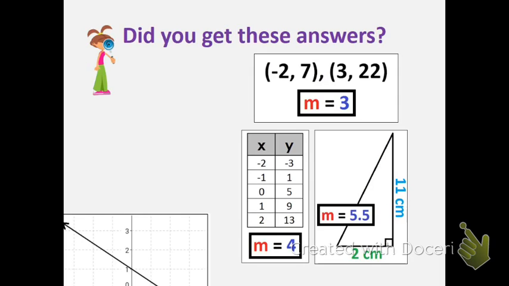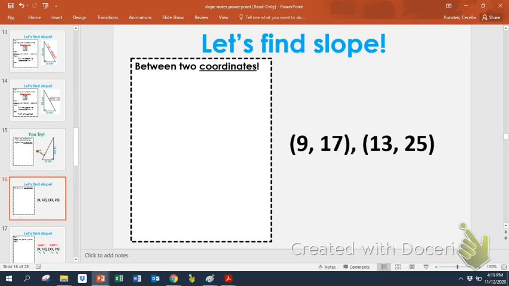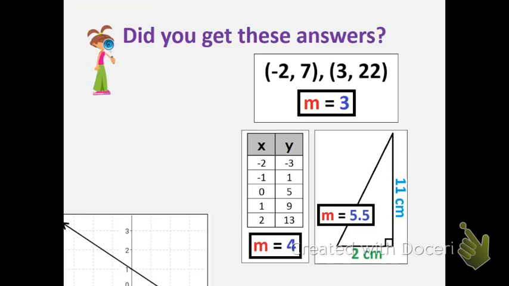So hopefully you got the same answers, and I believe you did. The only exception is that when we did the right triangle, we left it as a fraction, and they made it into a whole number here. Okay? So hopefully you remember how to do all these for next time, for when we continue to find the slope from a table, a graph, and an ordered pair.